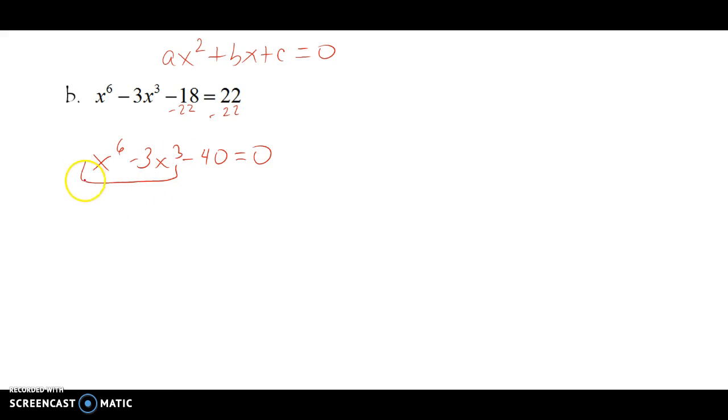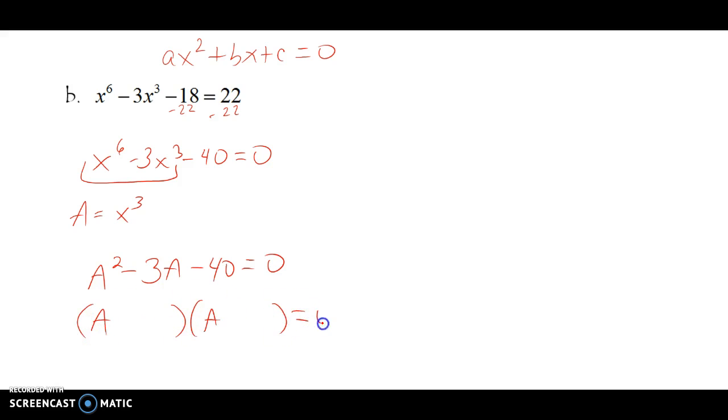So when we look at these first two terms, we should see that we have this x cubed term that's common. So we're going to say that a equals x cubed. Then we can rewrite this as a squared, because x cubed squared would be x to the 6, minus 3a minus 40 equals 0. Now we can factor this, and we need two numbers that multiply to give us negative 40 and add to give us negative 3. They would be negative 8 and positive 5.